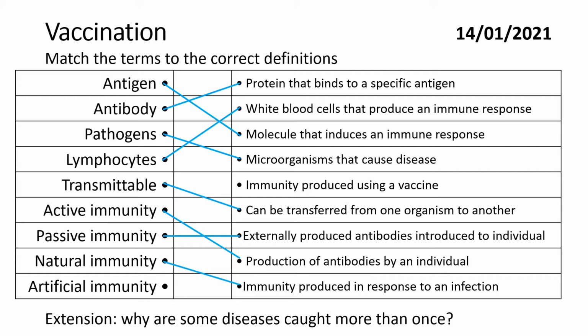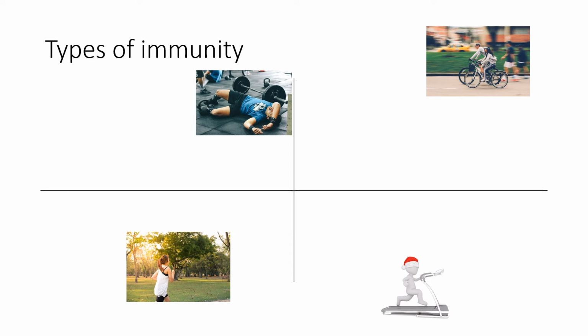We have natural immunity, which is immunity naturally occurring in a person's body as a result of an actual infection. Whereas we have artificial immunity, which is where the immunity is produced in response to a vaccine. In any question on an A-level paper, you can be asked about different types of immunity, and you need to be clear as to what those terms actually mean.